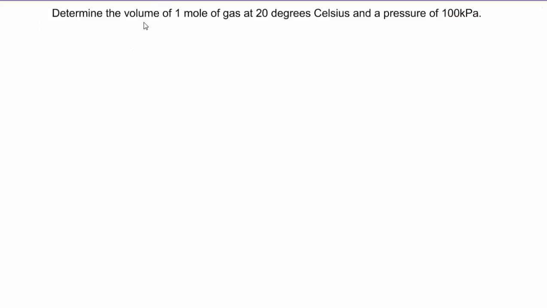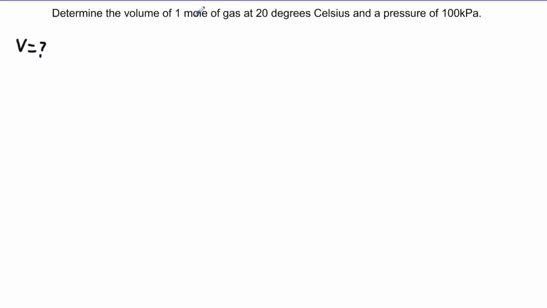We're going to take a look at an ideal gas law example problem. Now, sometimes the hardest part of these problems is making sure all your units are correct. So let's read it. Determine the volume of 1 mole of gas at 20 degrees Celsius and a pressure of 100 kPa. So we're looking for volume.